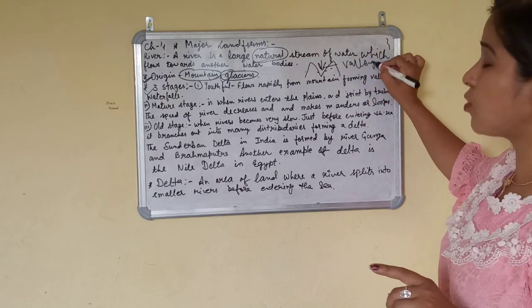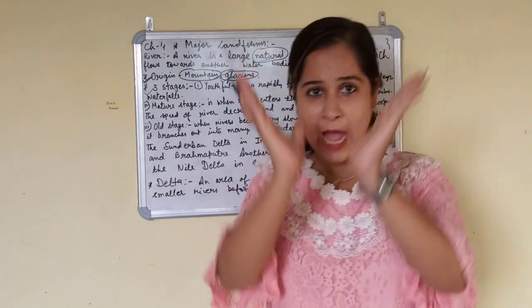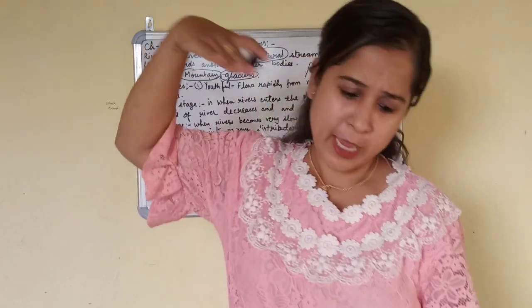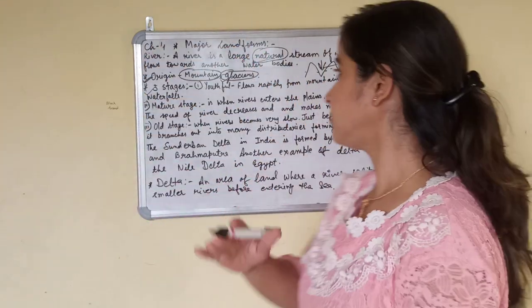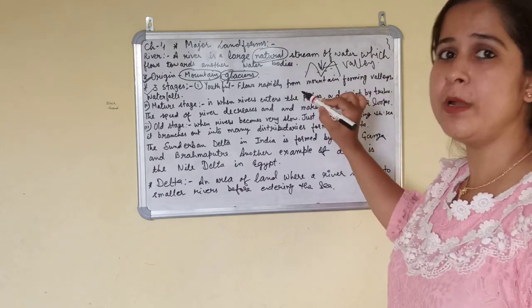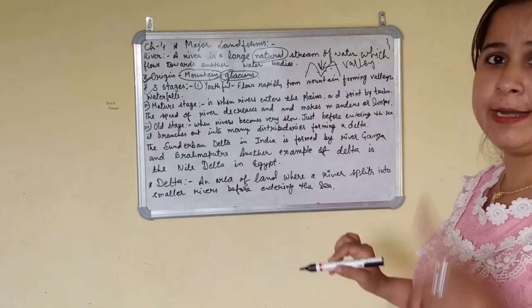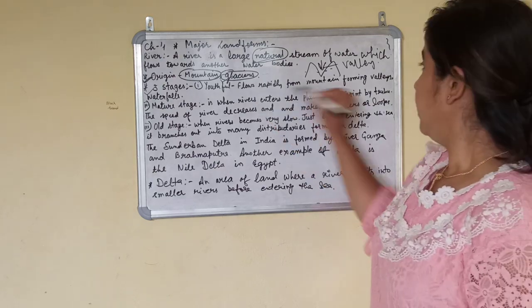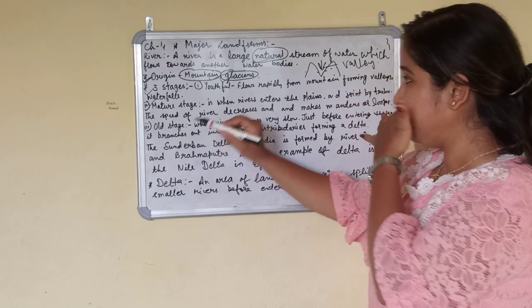What do we call it? It is called a valley. Valley means the gap between two mountains. That gap is created by the heavy flow of water. So this valley is formed by rivers in their first, youthful or active stage. Second is the matured stage.